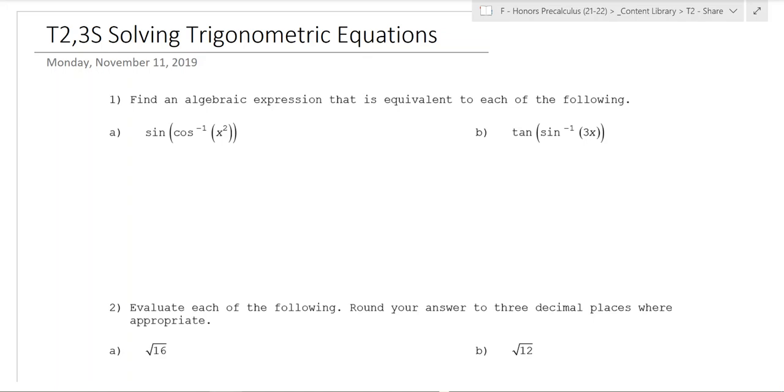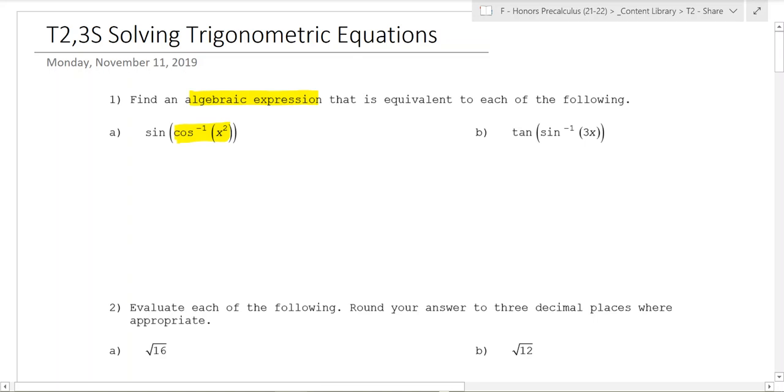We're going to talk about trig equations today. When it asks you to find an algebraic expression that is equivalent to each of the following, what we're really going to do is construct a triangle where all of these things work. So we work from the inside out.